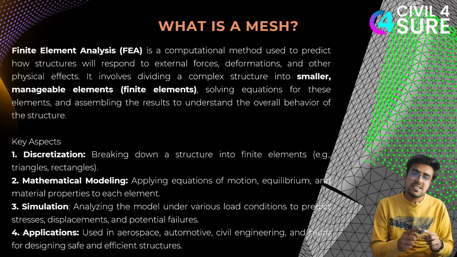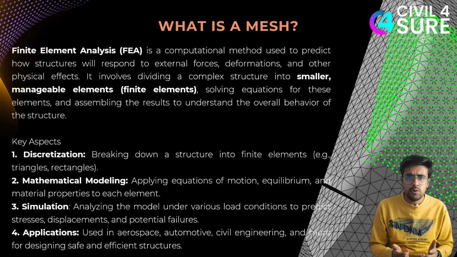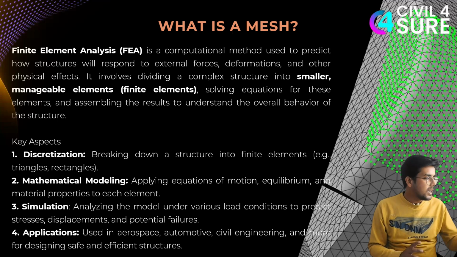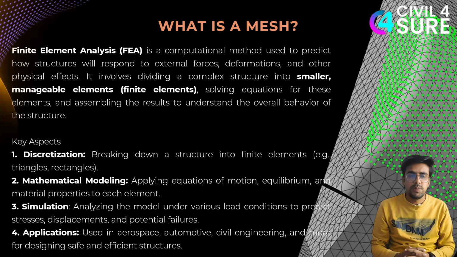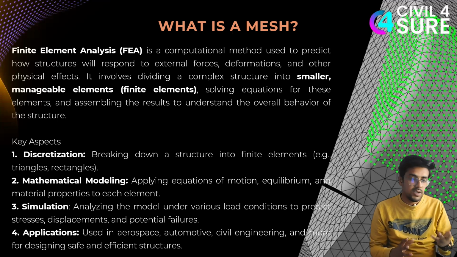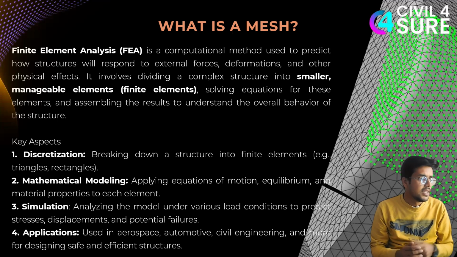So if there is a slab of, let's say, 4 by 4 meters, then we are going to divide it into some smaller parts. For this video, we are going to do it 1 by 1. So mesh elements of 1 meter by 1 meter size are going to be there, and each of those meshes is going to be solved by our solver. In that case, we need to understand how this is going to work. The first thing is discretization. Discretization means breaking down a structure into finite elements, which I have just explained. It can be in triangle form or quadrilateral form.